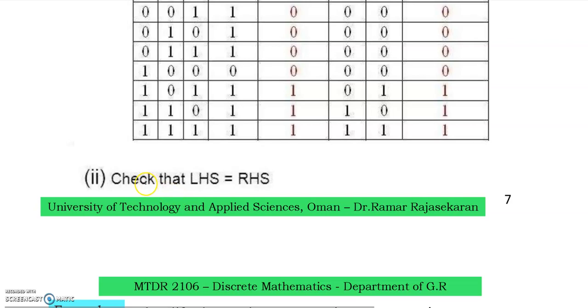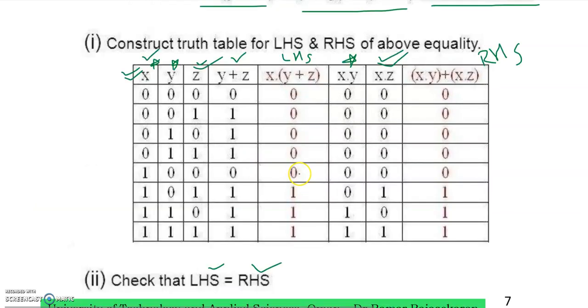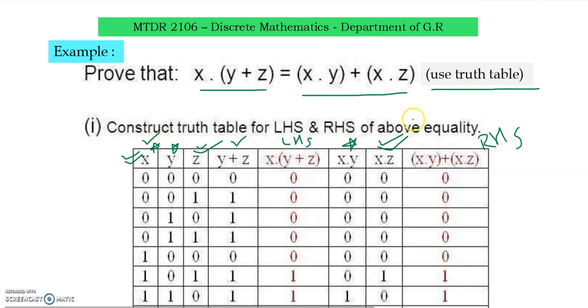So now we checked that LHS equals RHS, so this is true. This expression is true. Through truth table we have proved. That's it. We will see the continuation of this lecture in the next video.